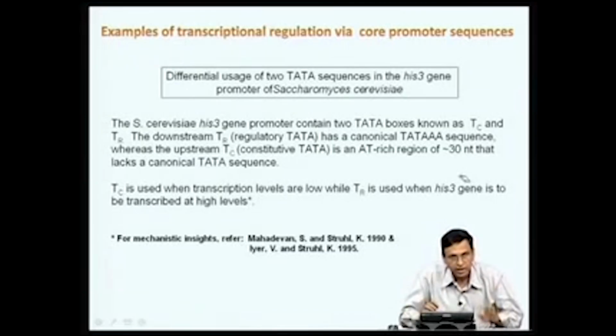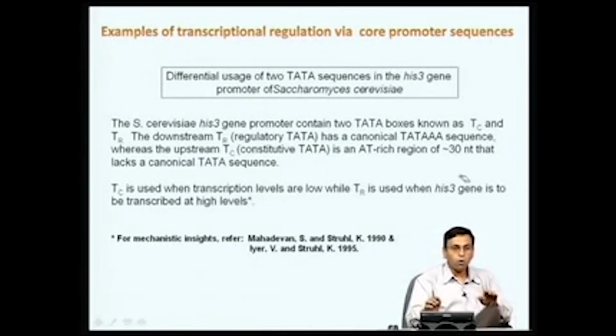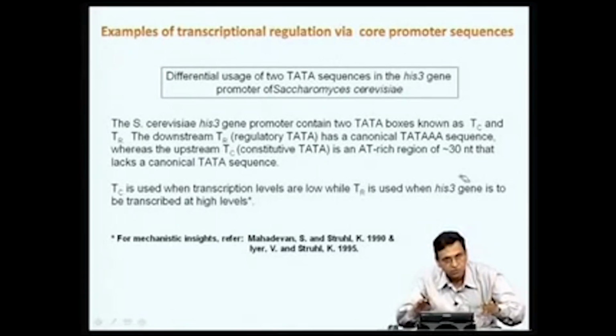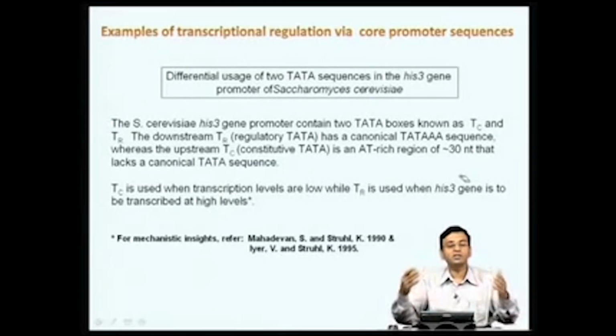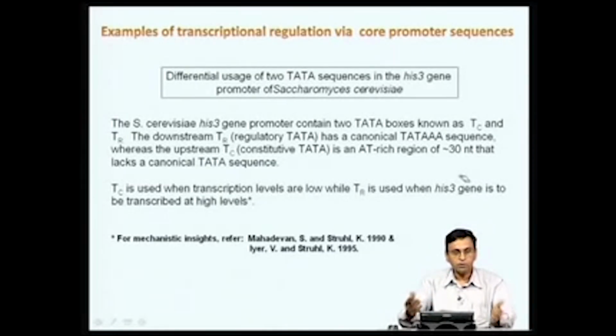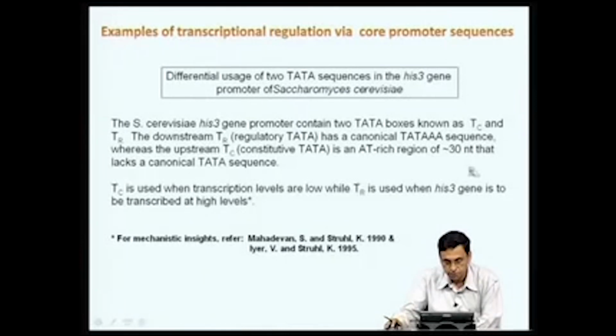I gave this example just to tell you how, by using two different TATA sequences in the same promoter, differential gene regulation can be brought about. So, you can see all these core promoter sequences are not just sitting there to assemble RNA polymerase; variations in the number and their sequences, even minor variations in sequence, can contribute to differential gene regulation.